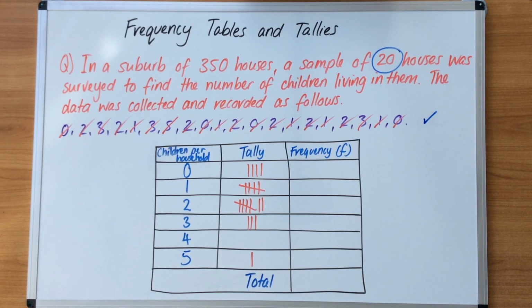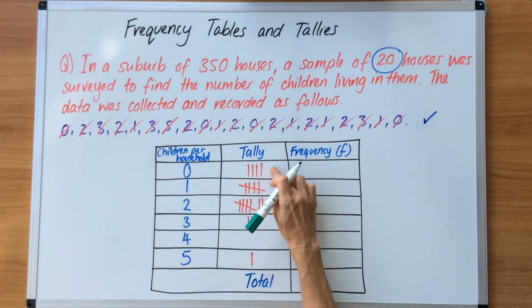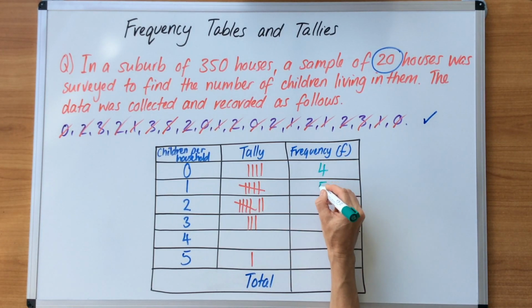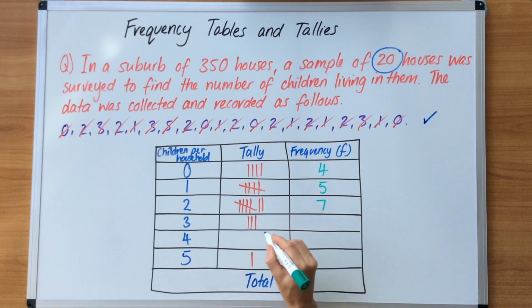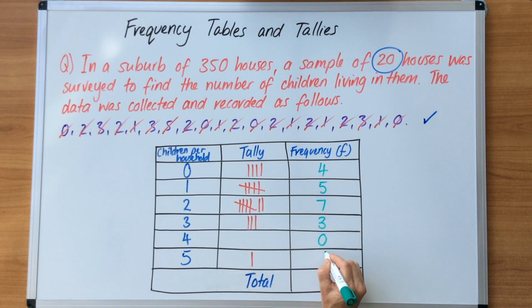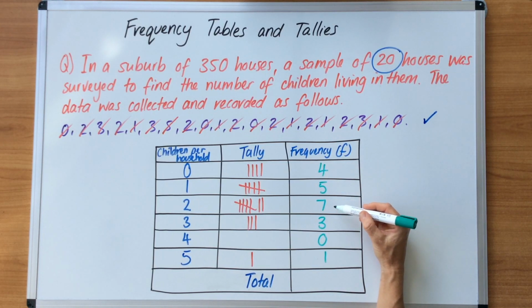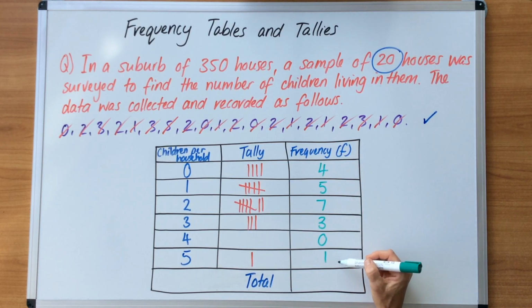Okay, now I need to look at those tallies and create a digit from that. So add them up. There's my digit of 4, 5, 7, 3, 0, and 1. And if I add 4 plus 5 plus 7 plus 3 plus 0 plus 1, I will get 20, which tells me that my data is correct because I have come back to 20 houses.